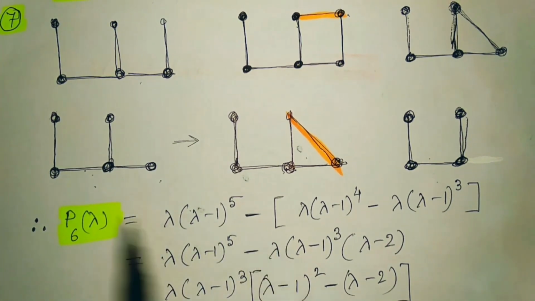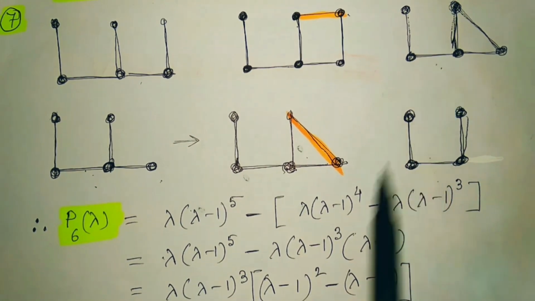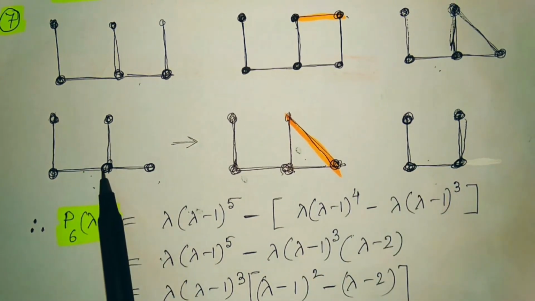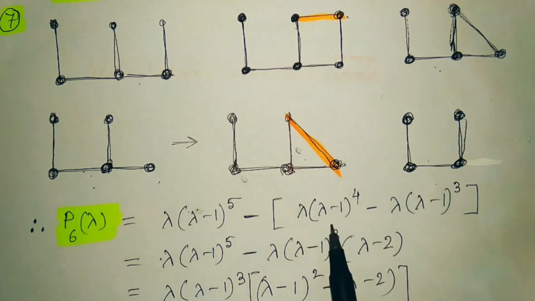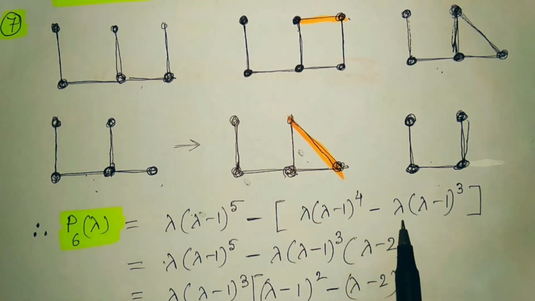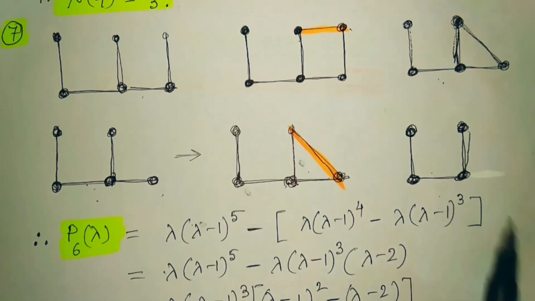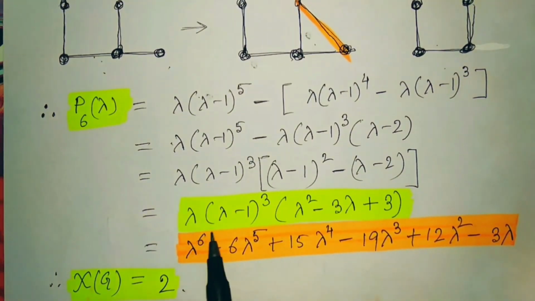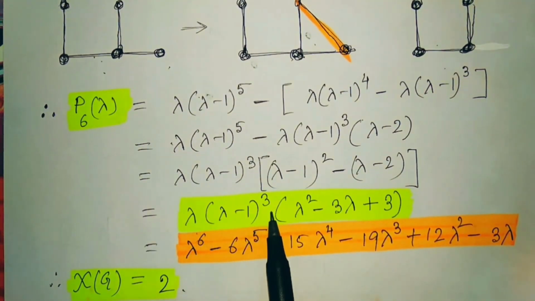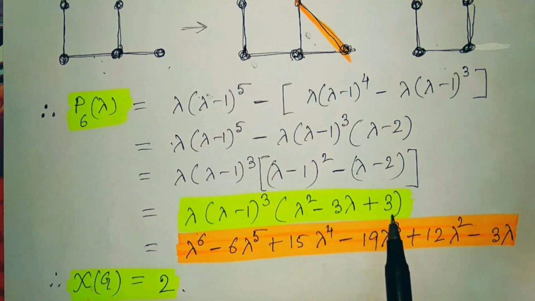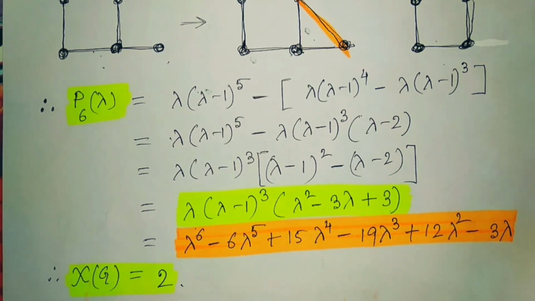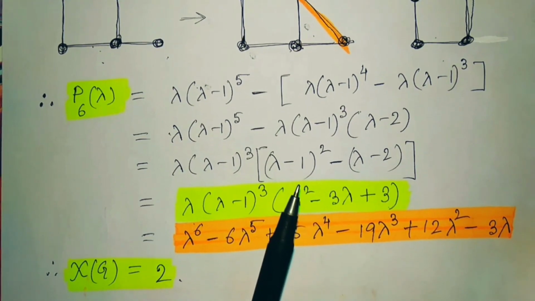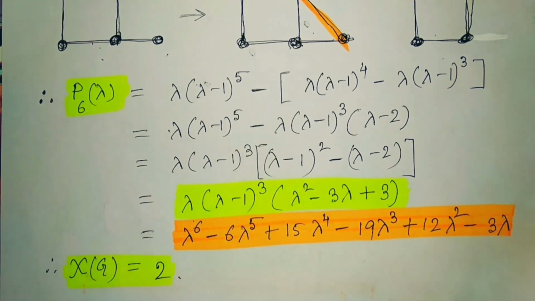Then minus the chromatic polynomial of this one. Its chromatic polynomial is again the chromatic polynomial for this graph minus this graph, that is lambda into lambda minus 1 to the power 4 minus lambda into lambda minus 1 to the power of 3. Now if we simplify, we will find that its chromatic polynomial is lambda into lambda minus 1 to the power 3 into lambda square minus 3 lambda plus 3, and its expanded form is this one. It is very clear that its chromatic number is 2, because if we substitute lambda equals 2, then we will find a non-zero value of this chromatic polynomial.